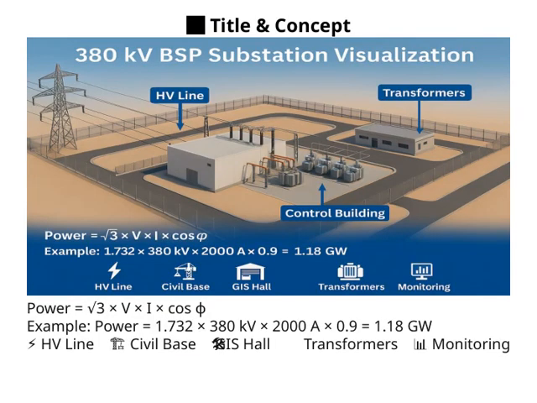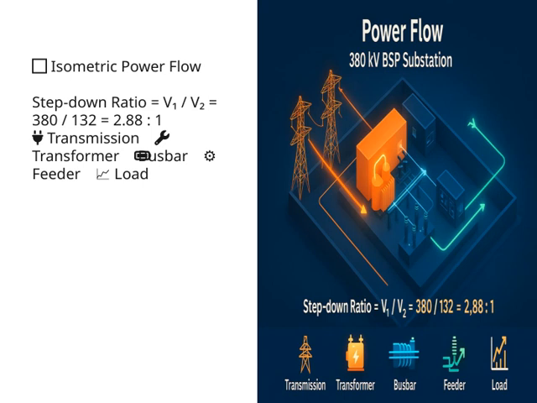I'm excited to share insights on power calculation in high voltage systems. The title of our talk is Power Calculation and System Components. We'll explore how power is determined using the formula involving voltage, current, and power factor, and we'll look at key infrastructure elements like HV lines, civil bases, GIS halls, transformers, and monitoring systems. Over the next few slides, I'll guide you through the concepts, examples, and the practical aspects of managing high-voltage power systems. Let's get started.